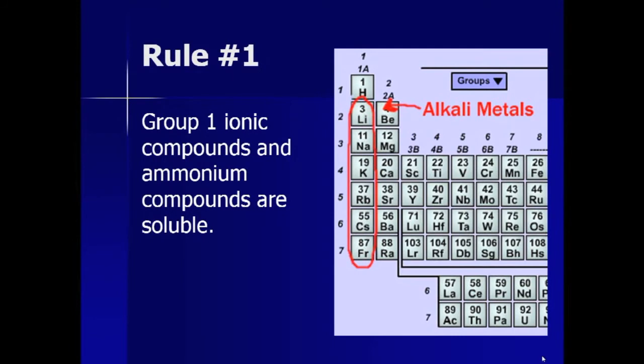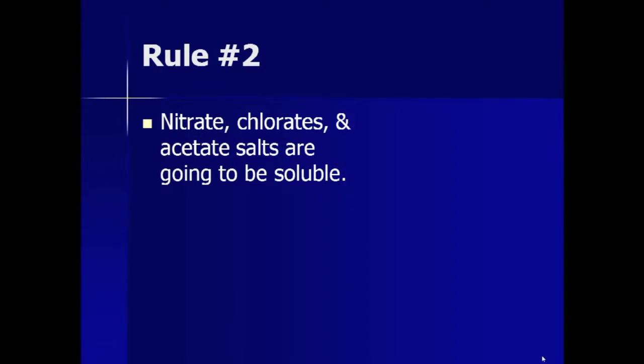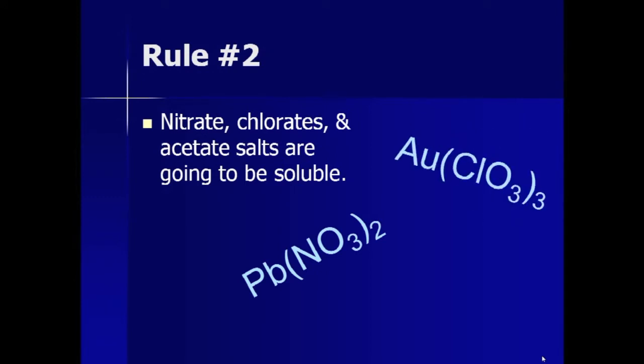Group 1 ionic compounds and ammonium compounds are soluble. Group 1, of course, being the alkali metals, the first column on the periodic table. Rule number 2. Nitrate, chlorates, and acetate salts are going to be soluble. So, lead 2 nitrate, soluble. Gold 3 chlorate, soluble.